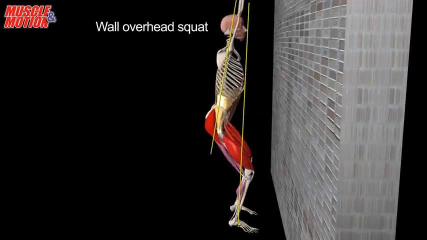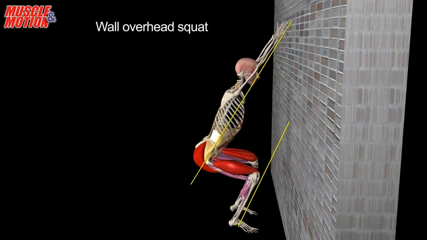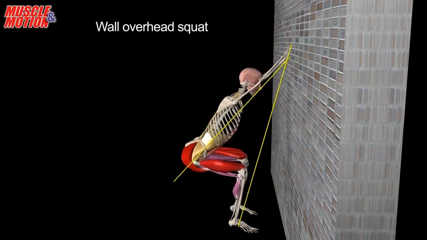Solution 2. Wall-facing overhead squat. The wall does not allow an extensive forward lean.